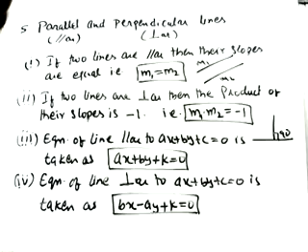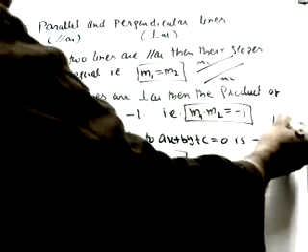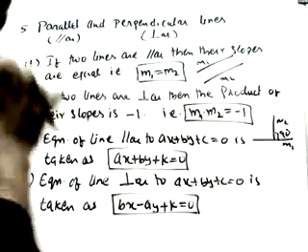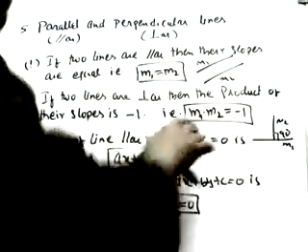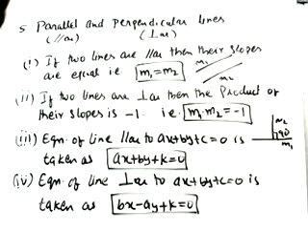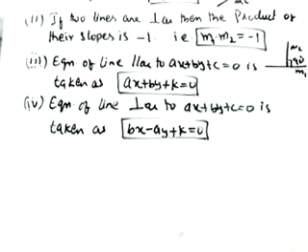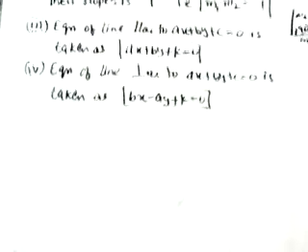Perpendicular means the angle is 90 degrees. Suppose the slope of this line is m1 and the slope of this line is m2. Then the product of the slopes is -1. That is, m1 into m2 equals -1. The product of the slopes is -1.